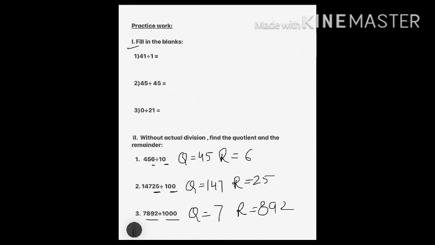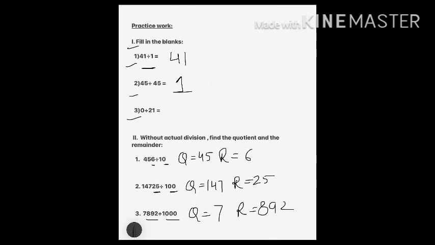Now this first exercise is fill in the blanks. So here this is the property. These 3 sums here, 1, 2 and 3, are showing the property of division. That when we divide any number by 1, we get the number itself. So for example, 41 divided by 1, the answer will be 41. Second property, when we divide any number by itself, then the quotient will be 1.